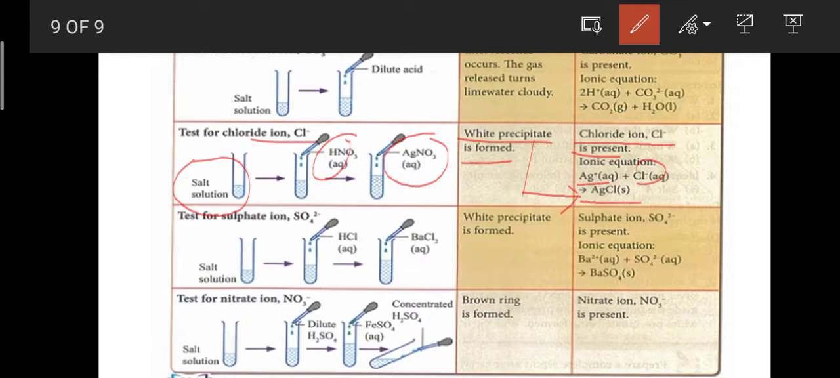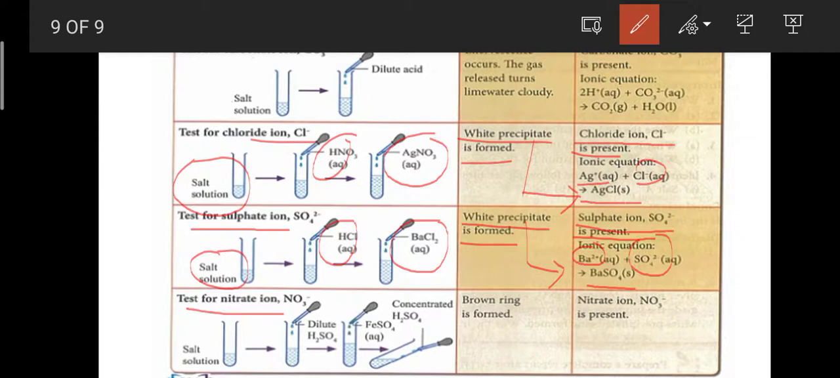Okay. Then test for sulfate ion, SO4 2 minus. So the salt solution we add with HCl, hydrochloric acid, and then add barium chloride, white precipitate forms also. Okay, white precipitate forms. So here sulfate ion is present. The ionic equation is Ba2 plus, the barium ion, and the sulfate ion form BaSO4, barium sulfate solid. So that is the white precipitate that forms.